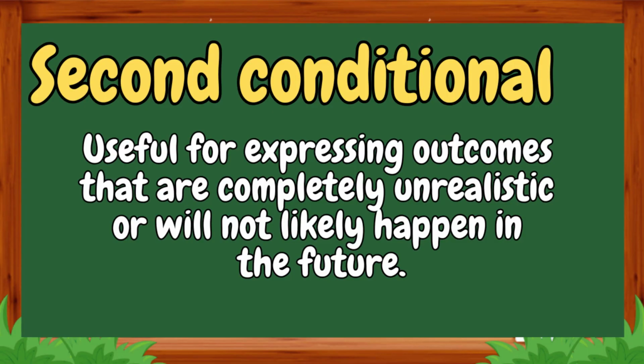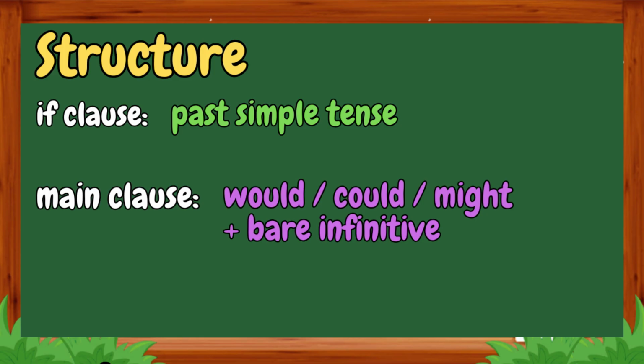The second conditional is used for expressing outcomes that are completely unrealistic or will not likely happen in the future. And let's go look at the structure. The if clause is in the past simple tense, and in the main clause we will use would, could, or might, plus the bare infinitive form of the verb. So now you can see it's completely different from the zero and the first conditional. Of course, let's go look at some examples to make it a little bit clearer.